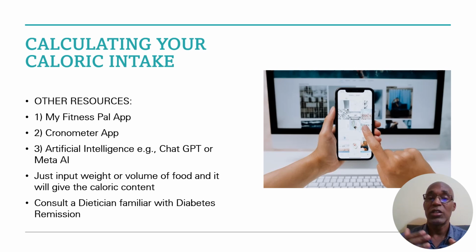There's also artificial intelligence like ChatGPT and Meta AI, and these can actually put together recipes for you with a certain number of calories. You may ask it, for example, to give you a shake which contains a certain number of calories, and it can tell you exactly how much of each ingredient to use so that the caloric content comes up to a certain amount.